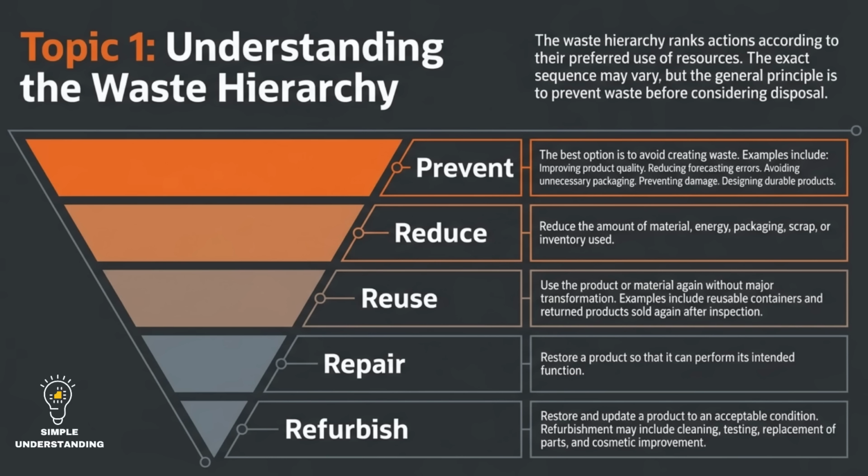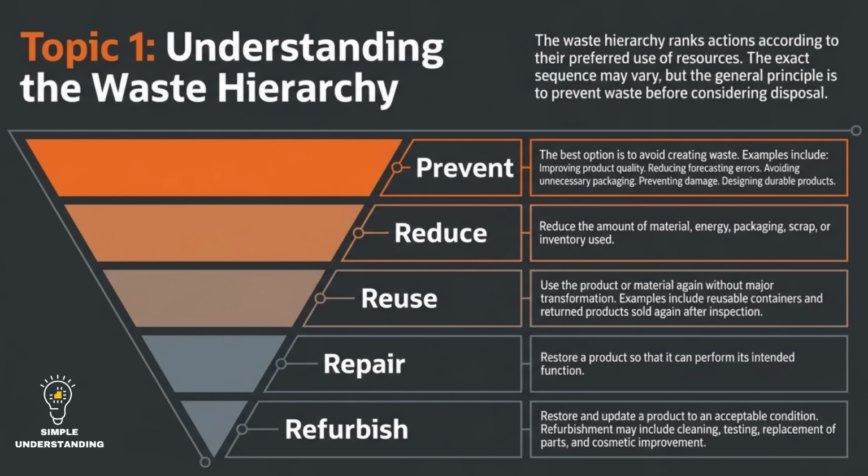The waste hierarchy ranks actions according to their preferred use of resources. The exact sequence may vary, but the general principle is to prevent waste before considering disposal. Prevent. The best option is to avoid creating waste. Examples include improving product quality, reducing forecasting errors, avoiding unnecessary packaging, preventing damage, designing durable products.